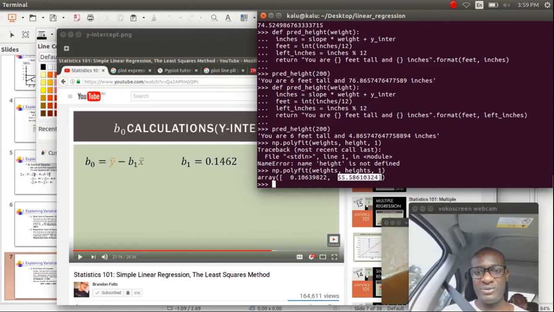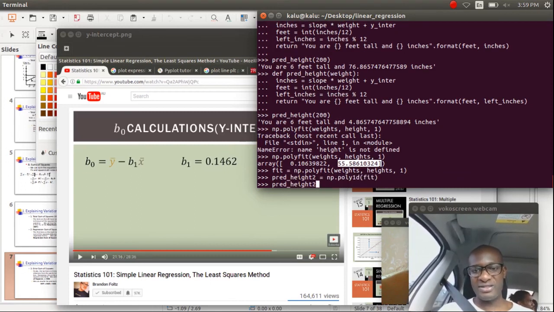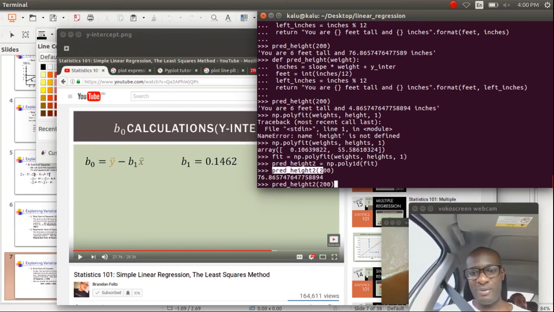And we have this predict height. We can do predict heights two, let's call it a fit equals this, and then predict height 2 equals np.poly1d, and in here we just pass it the fit. So we do predict height 2, and we can give it 200 pounds. And this is the NumPy-provided way of doing linear regression. This just did all that magic we did by hand in just 2, 3, 4, 5 lines of code. It's really amazing. So this is the NumPy prediction algorithm, and then let's see our prediction algorithm.